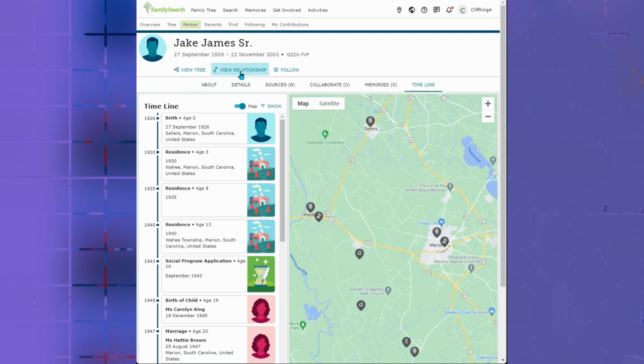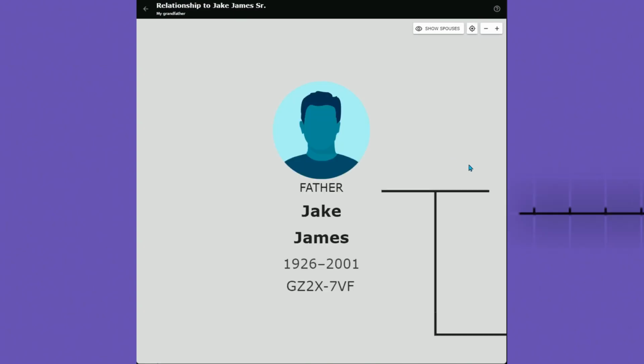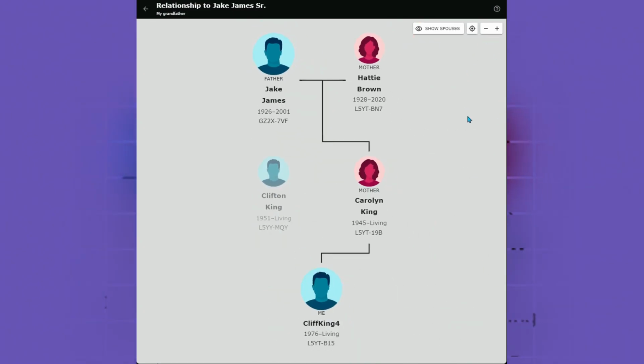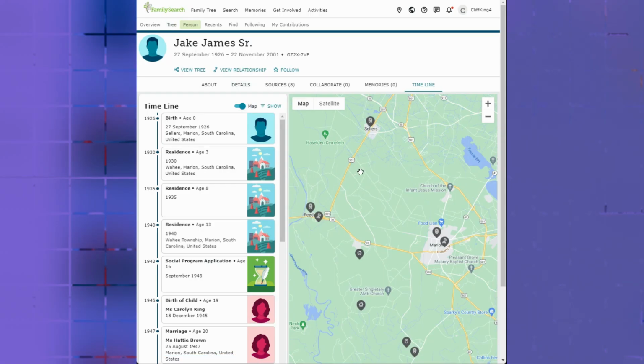For instance, if I wanted to see, I click on this link here, read the relationship to my grandfather. There it is. My grandfather married my grandmother, right? There is my mother, and then there's me. Let's see if I can go back here. You can go back, if I want to show the family tree.